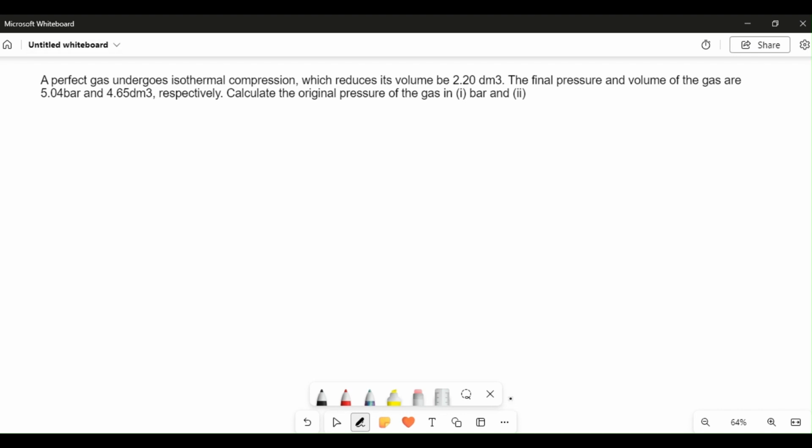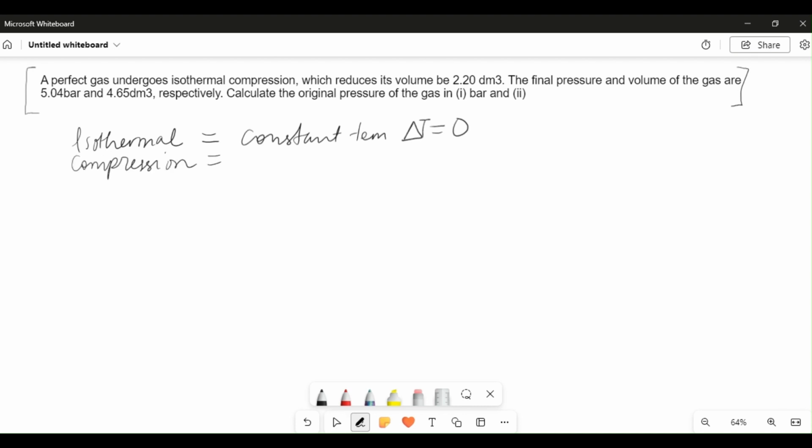Today we're going to be working on the fifth question in the series of physical chemistry slash thermodynamics, and we have this particular question on the screen that says a perfect gas undergoes isothermal compression. Isothermal is just letting us know that we're dealing with constant temperature, so the final temperature and the initial temperature are going to be the same. There's not going to be a change in temperature, it would just equal zero. And then the word compression says lesser volume. So the final volume is going to be less than the initial volume because there's a decrease in volume.